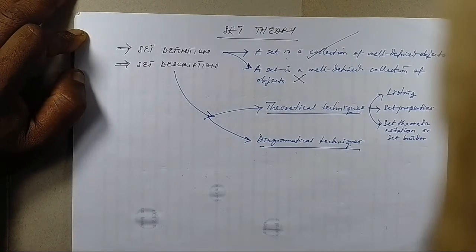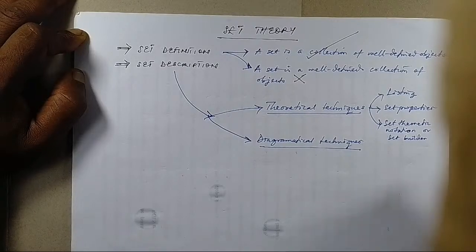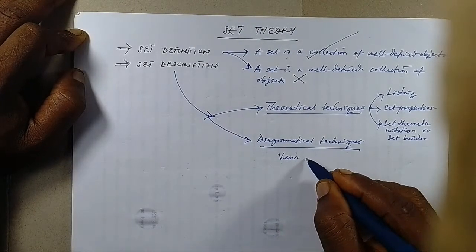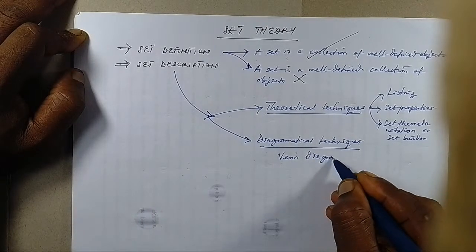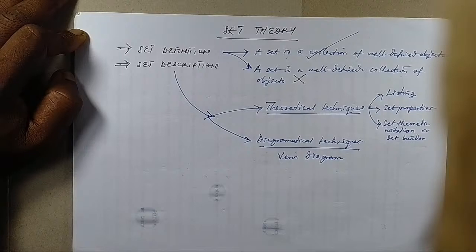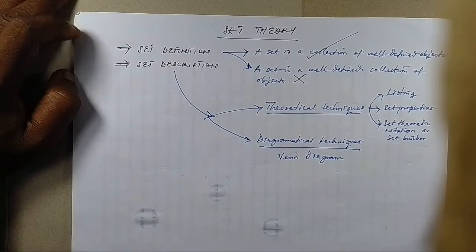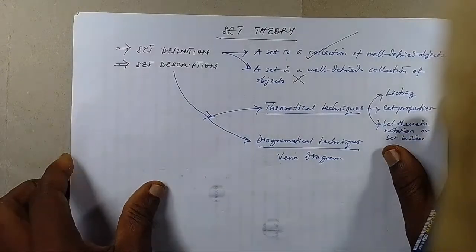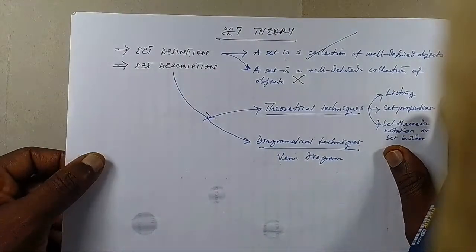Now, coming to the diagrammatic technique, we said that there is one diagrammatic technique called the Venn diagram. So the Venn diagram is a diagrammatic technique for presenting or describing sets. These were the things we discussed in yesterday's class.